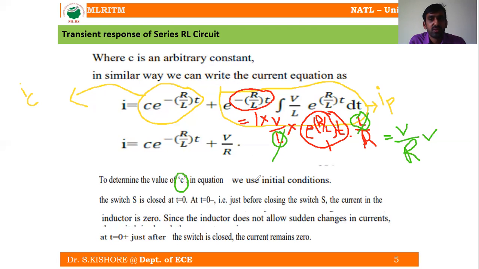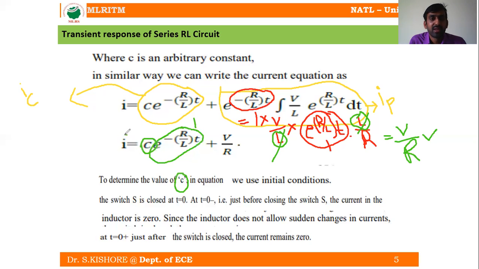What we can write? So here, at t is equal to 0, we obtain the value of C. To obtain the value of C, again substituting the initial conditions, at t is equal to 0, this e power minus R by L into t is going to become 1. So if this becomes 1, C into 1 plus V by R is equal to I.